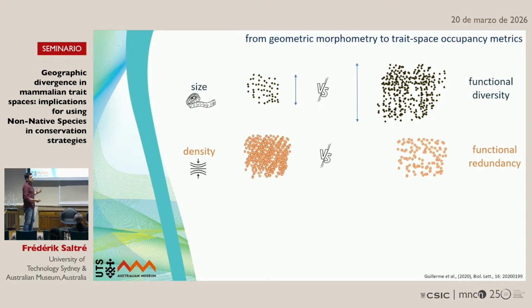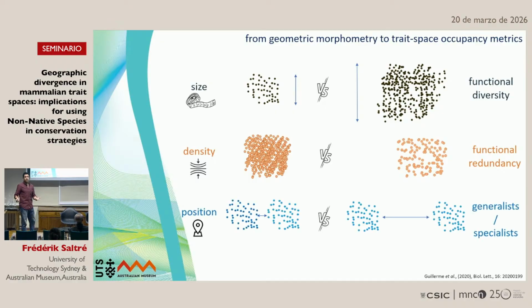The second is that for the same size, you can have a difference in density. So for the same size, do you have something extremely packed, or do you have a lot of holes in there? That's the ecological equivalent of functional redundancy, all right? And then you have the position.